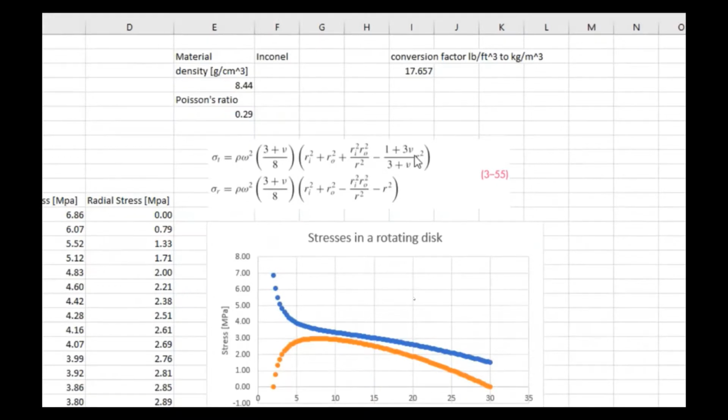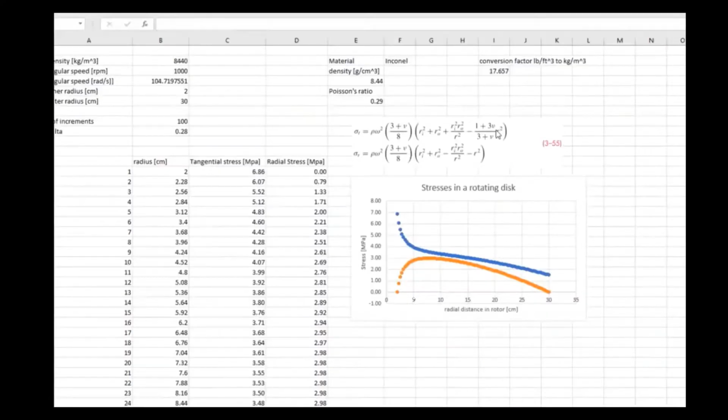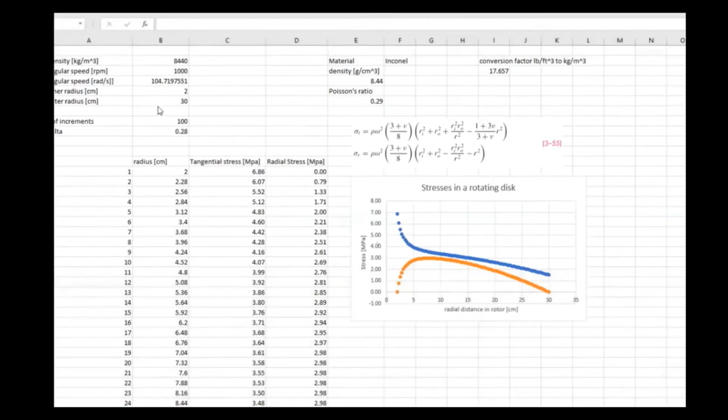of the disk. Now keep in mind that these equations only apply for true thin disks, where the thickness of the disk is small compared to the outer radius. If we take those equations and enter them into a spreadsheet, we begin at the inner radius. I always do increments of 100. So I take the distance between the inner and outer radius, divide it by 100, and I add those little increments to move from, in this case, a 2 centimeter inner radius to a 30 centimeter outer radius.